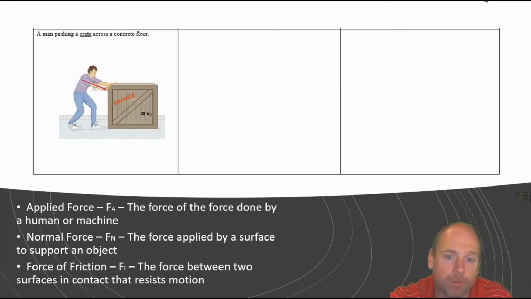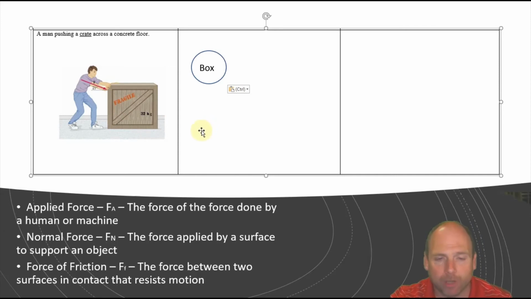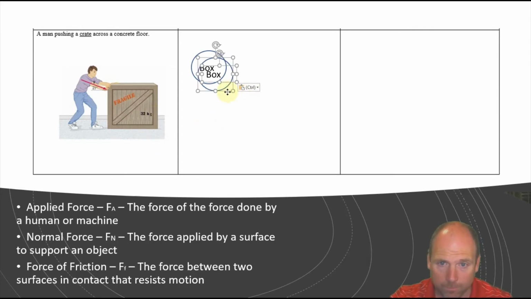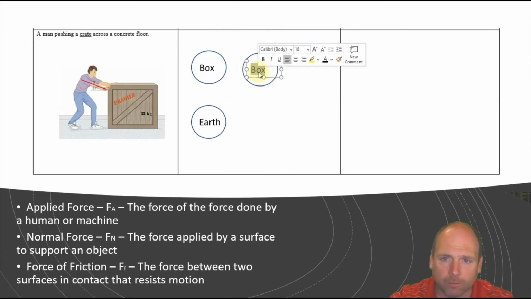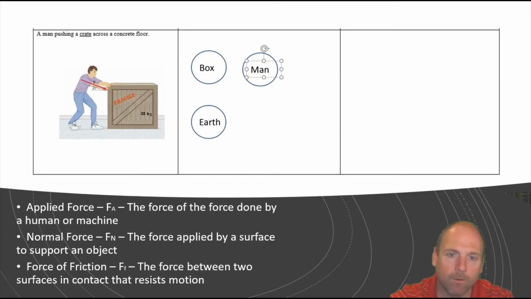So the first thing we start with is the object interaction diagram. I will start with the object itself. So we have the box, with a circle around it. Box is the object. Now, what objects are interacting with the box? Start with the easy one. Do the Earth first. Earth. What other object? Looks like I have the man pushing it. So I'll say man.